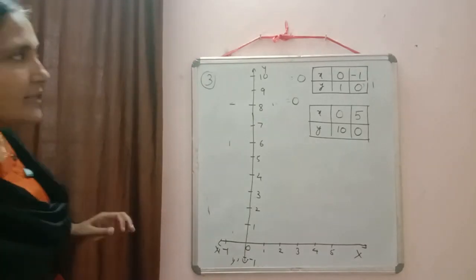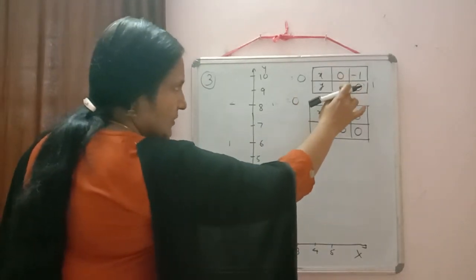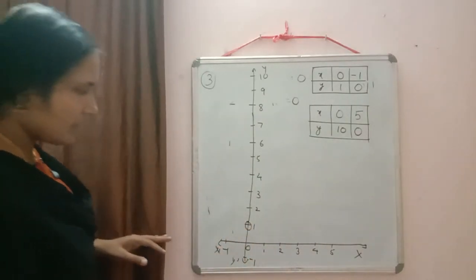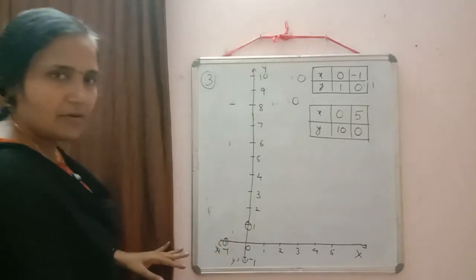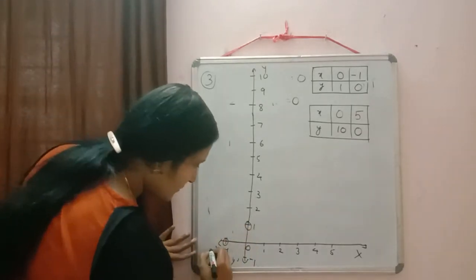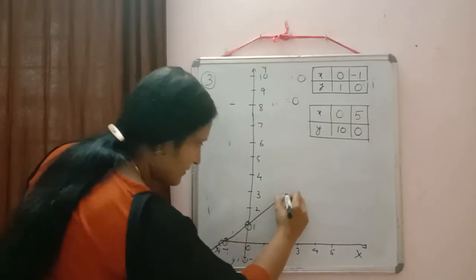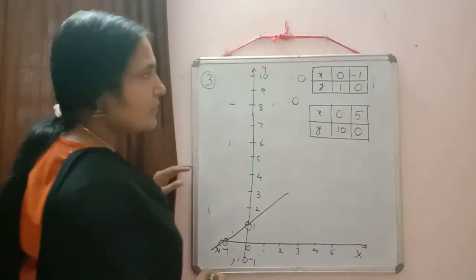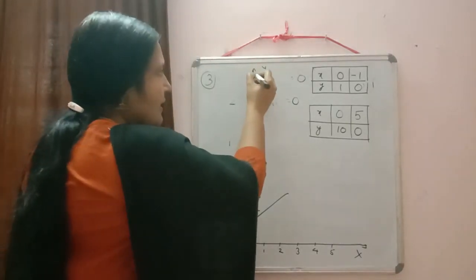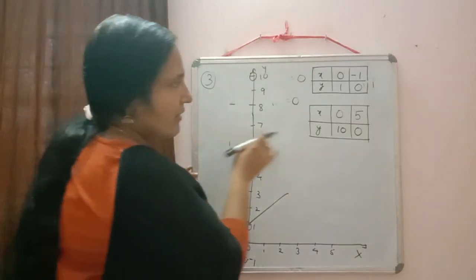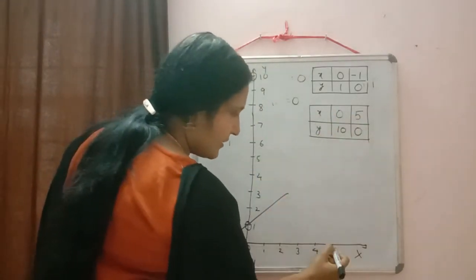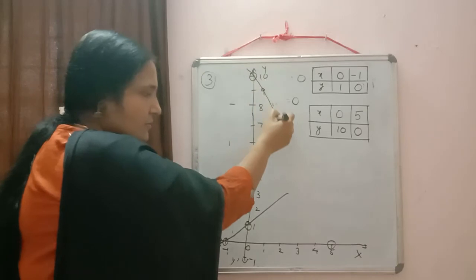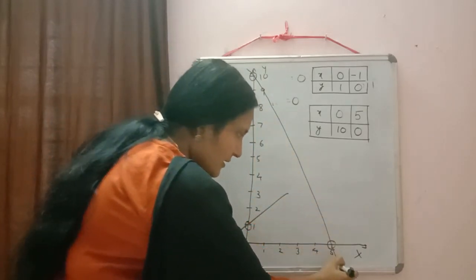So now the first point is 0, 1. x equal to 0, y is equal to 1. And second one is minus 1, 0. So again we will draw a line passing through these 2 points. Drawn? Okay. Now for the second one we have the point 0, 10. x equal to 0, y is equal to 10. And then we have x equal to 5, y is equal to 0. So 5, 0. Now what we will do? We will draw a line passing through these 2 points. This way it will come.